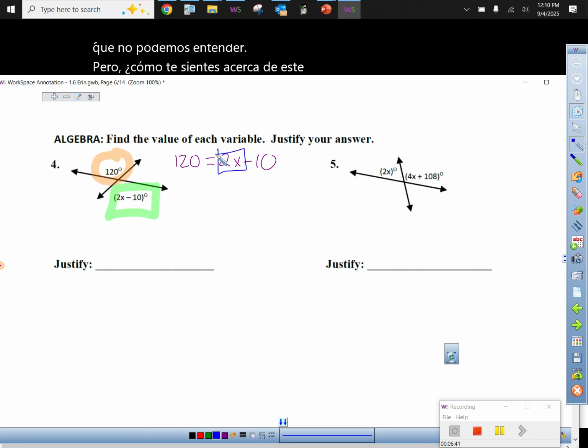Is the term with the x in it? Is there anything being added or subtracted to that guy that we need to move over first? You see the minus 10? How do you get rid of a minus 10? Add 10 to both sides. So we're going to add 10 to both sides. 120 plus 10 is 130.